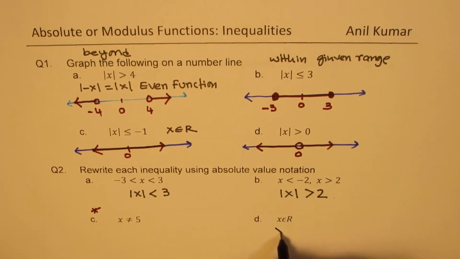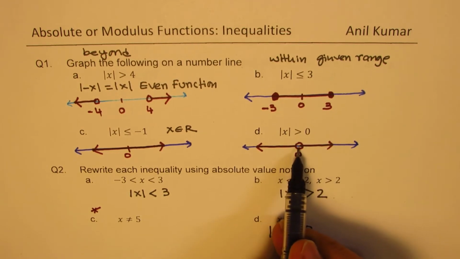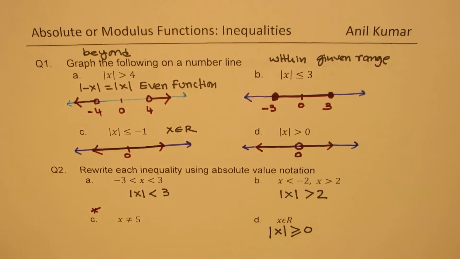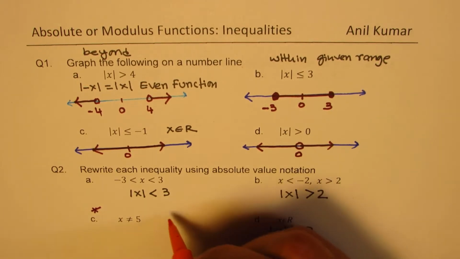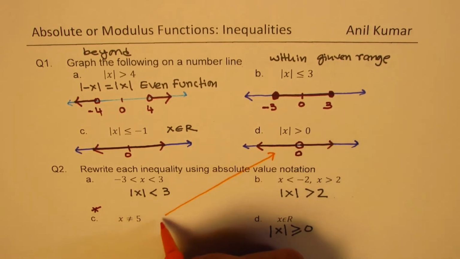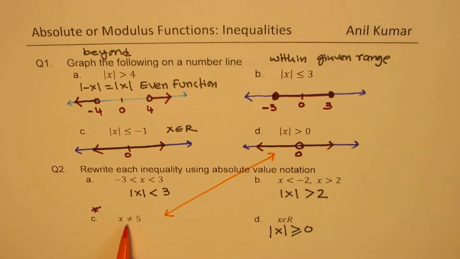We can write this as the absolute value of x is greater than or equal to 0. If I say greater than or equal to 0, I include this point also. So it becomes all real numbers. You get it, right? Now, here, let's try to link this with something like that. We are saying that the value of x is not equal to some number. In this case, it is 5, not 0. So how can you do it?